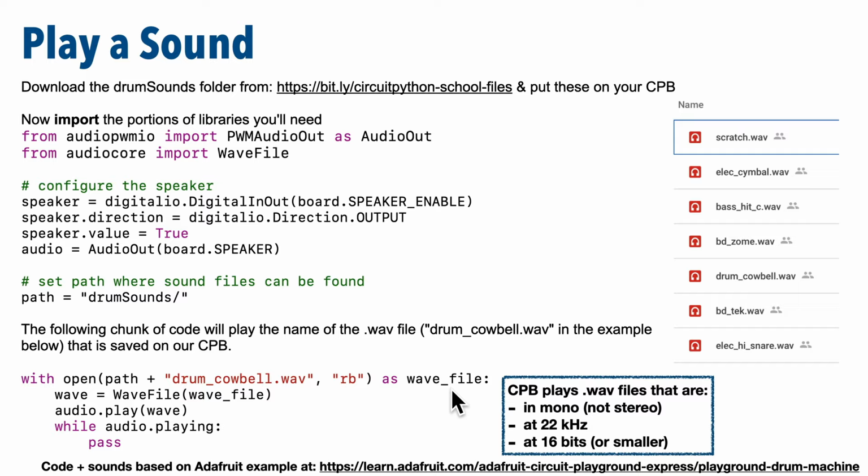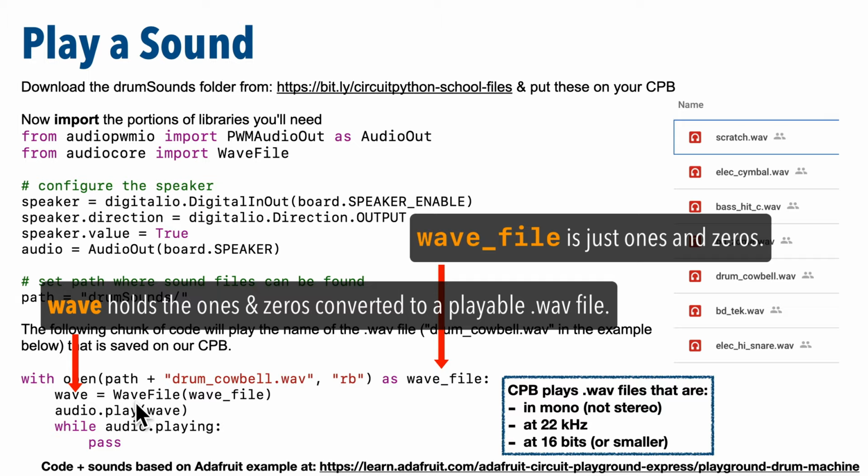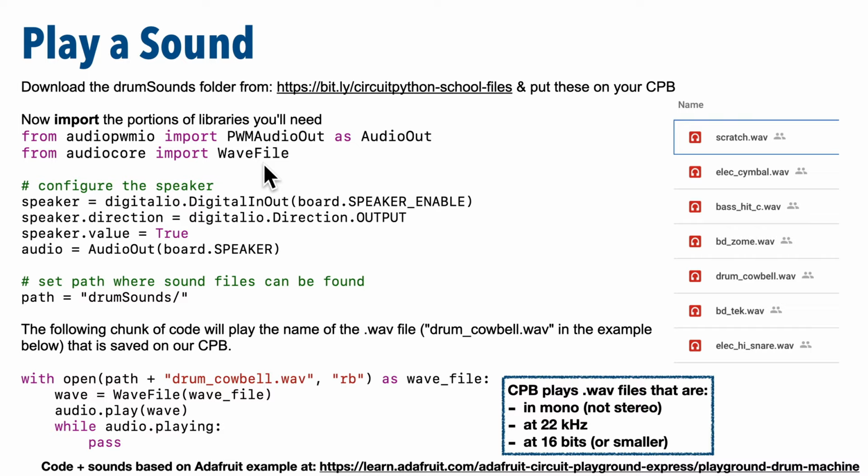Then in this next line, we convert the ones and zeros that are in wave_file to a real wave file by passing it into the WaveFile class. That class is something that we imported with this import statement up here, and the file that we're going to create from this is called wave, so that's what the lowercase wave is. It's just the variable name that's going to hold the data that's been converted to a real wave file by taking the ones and zeros that were in wave_file. So after we've set up the wave file named wave, we play that out through the board speaker. Now remember, audio is this variable that we created up here. It's an object of class type AudioOut, and that points to the board speaker.